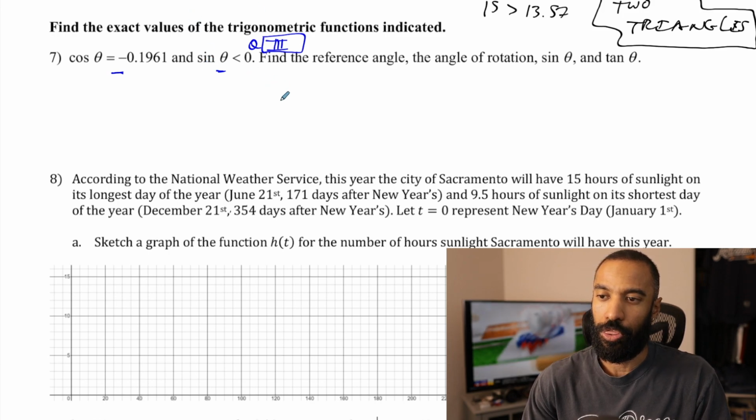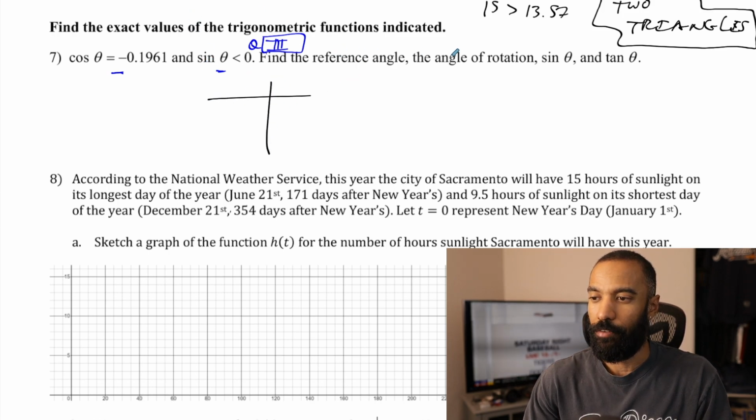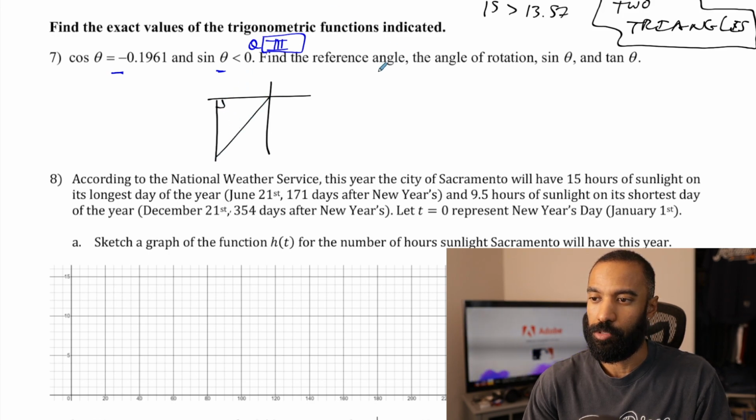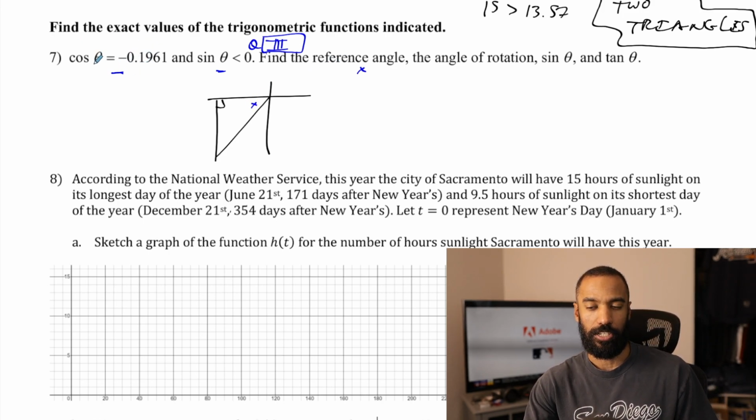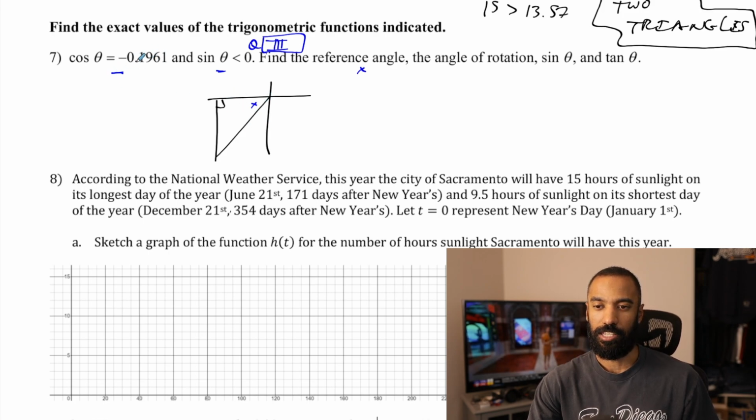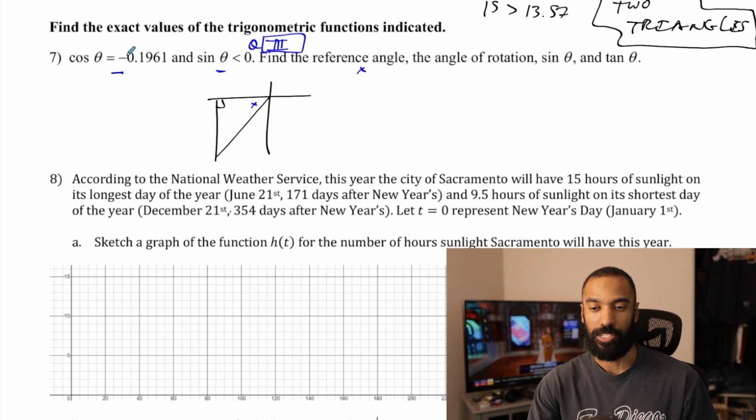So in quadrant 3, it says find the reference angle and the angle of rotation. The reference angle is going to be some sort of x right here. It's the angle that's actually built inside. Now I'm going to use inverse cosine to determine that. I have some adjacent over hypotenuse to get myself this ratio. It's negative, by the way, because it's in this quadrant. When I do inverse cosine, I'm just going to do inverse cosine of the positive value. I want a positive x.